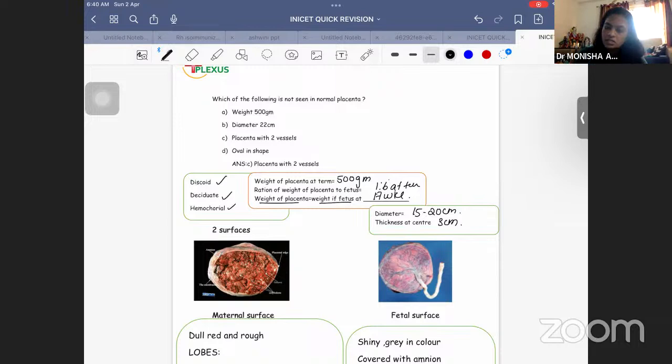Okay, these were the options. See, this is a previous year question. Which of the following is not seen in a normal placenta? Weight is true. Diameter 25, 15 to 20, 22 they have given, it's okay.